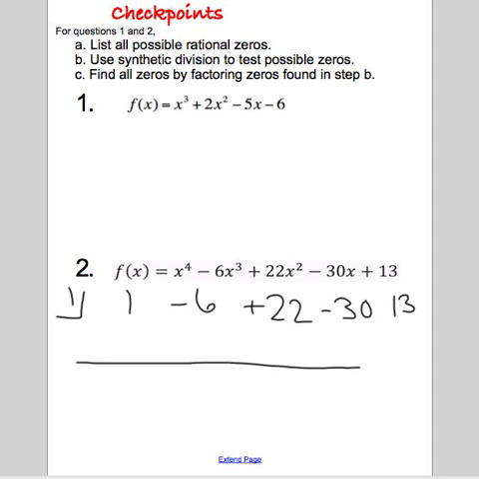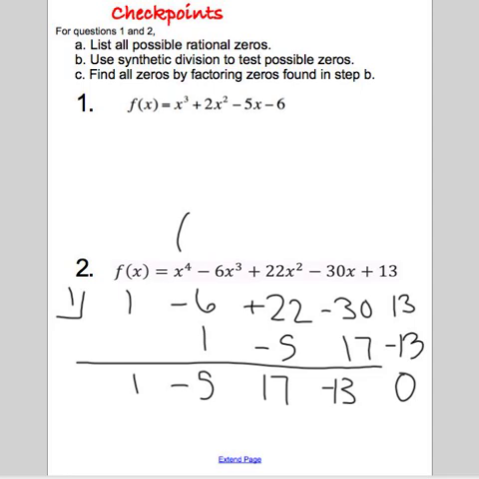Okay, so we're dropping the 1. 1 times 1 is 1. 5. 1 times negative 5, negative 5. Adding, I get 17. Multiplying, I get 17. Adding, I get negative 13. And then lastly, multiplying negative 13, I get 0. Nice. So I found a factor is x minus 1.